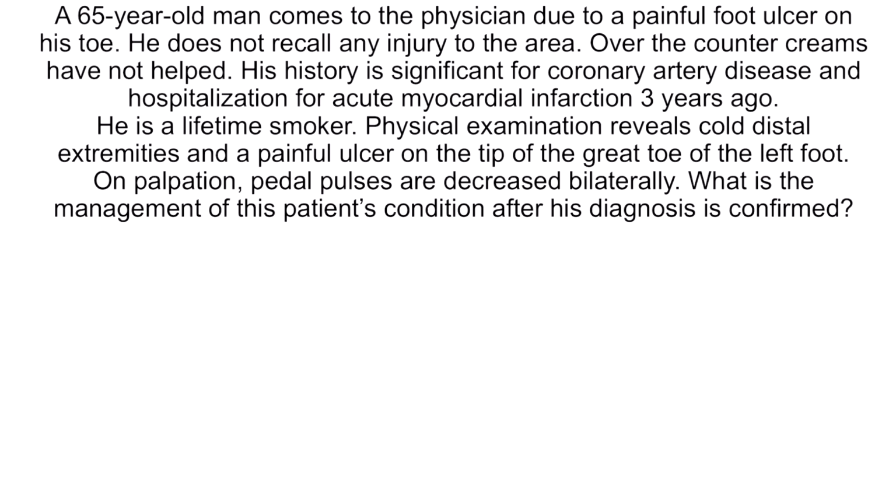A 65-year-old man comes to the physician due to a painful foot ulcer on his toe. He does not recall any injury to the area.